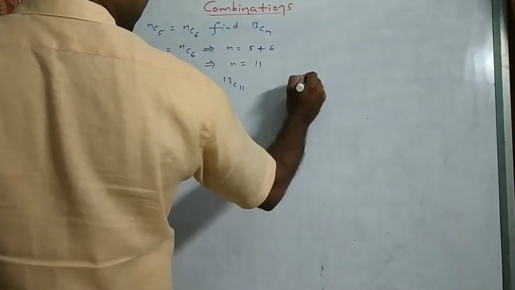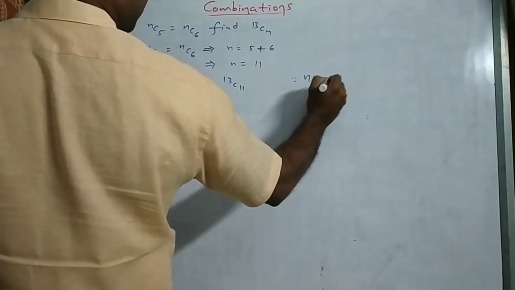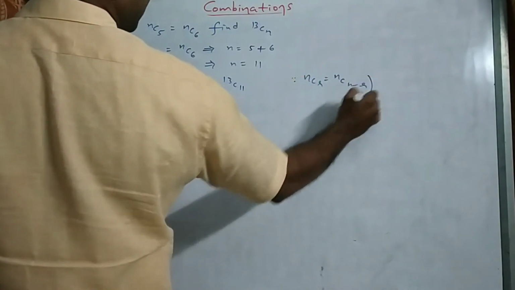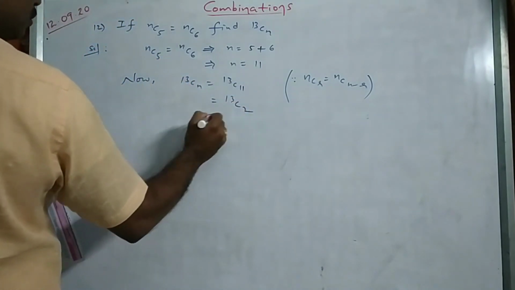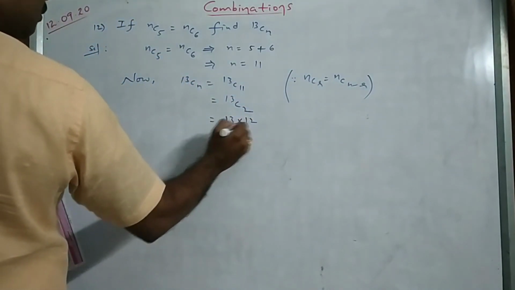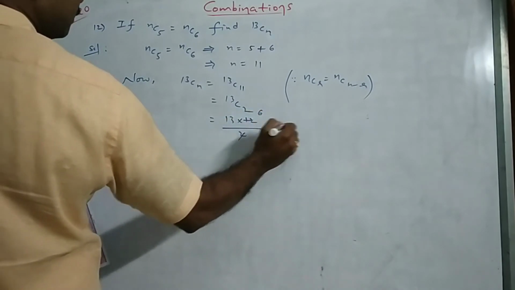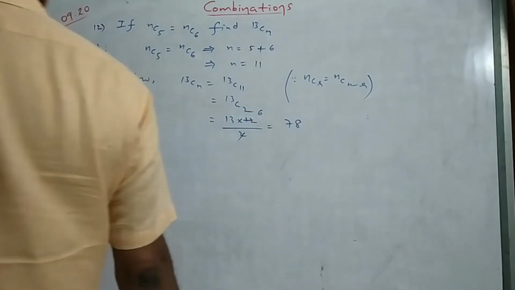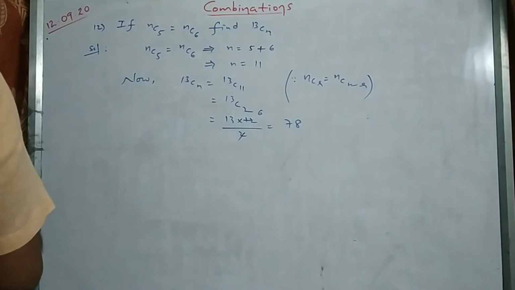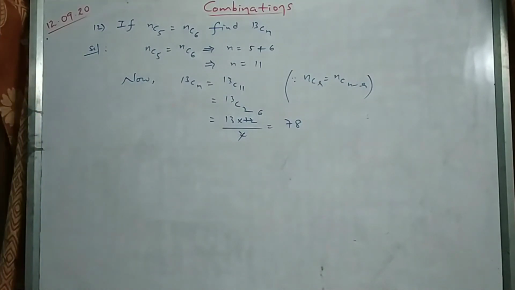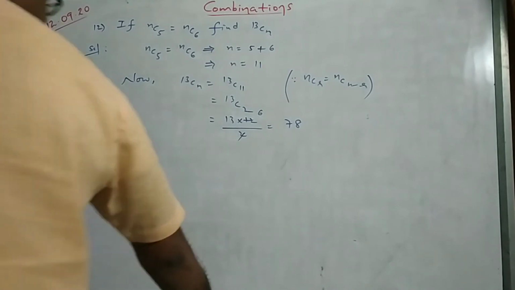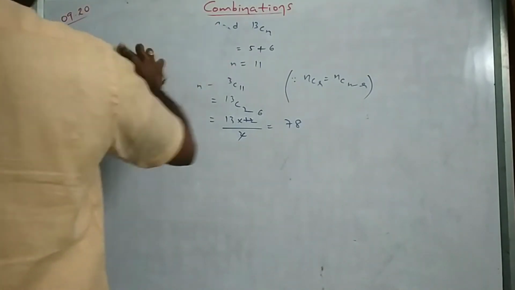I told you if NCR equal to NC(N minus R), we can reduce. So this will be 13C(13 minus 11), 2. So 13 into 12 by 2, 2 6s are 78. Next.